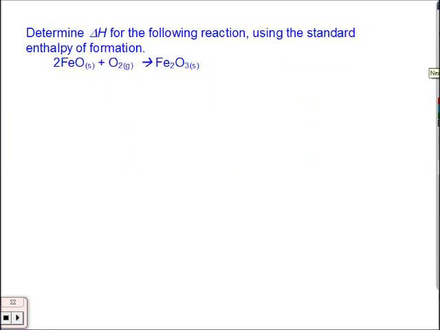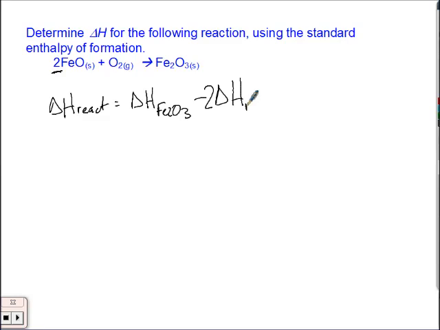Another example, this one has a coefficient here, so pay attention to what we're going to do. Delta H for this reaction would be delta H of the product, Fe2O3, minus delta H of the reactants. So I have 2 FeO minus my O2, delta H of the O2. Again, I'm going to look these up on my tables.